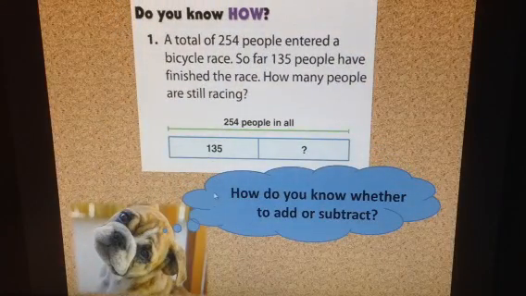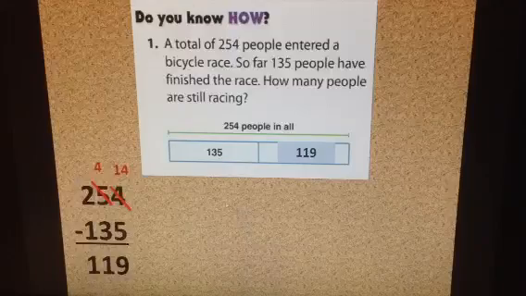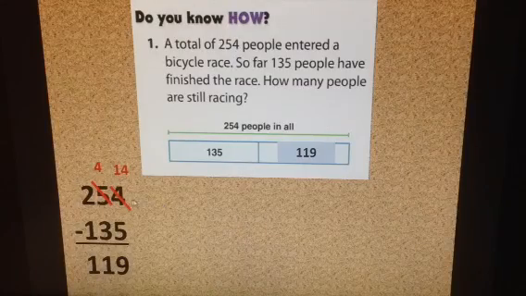This doggy asks, how do you know whether to add or subtract? Luckily, I was glad students remembered if there's a number at the top given to you and one of the two parts given to you, it's subtraction. Here it is solved for you with the regrouping done.